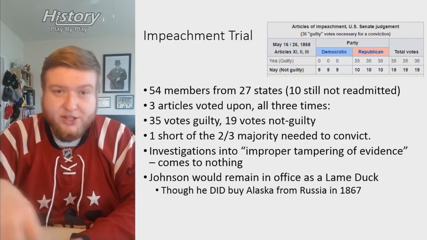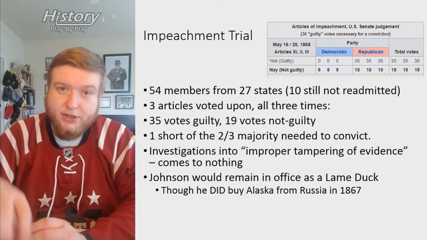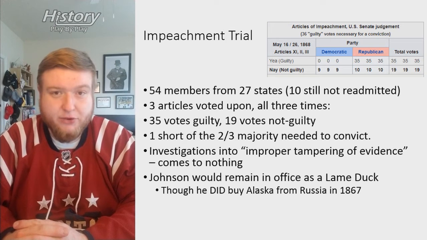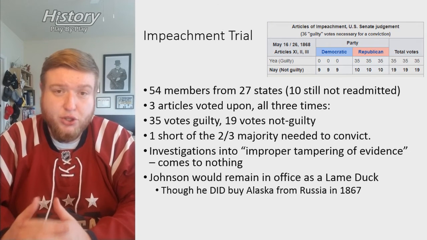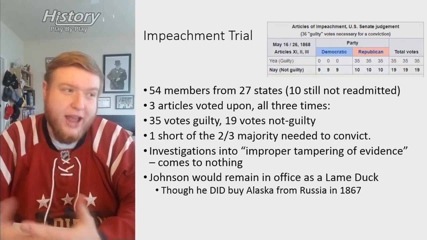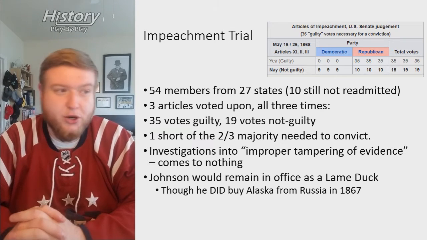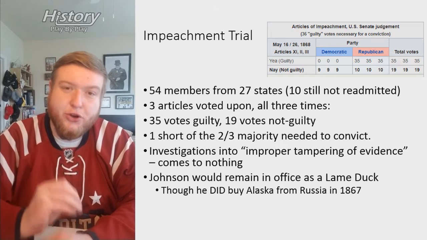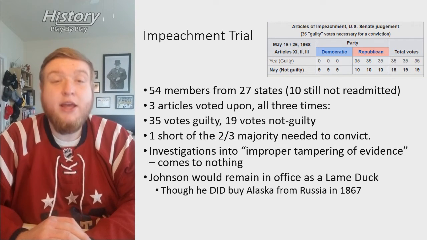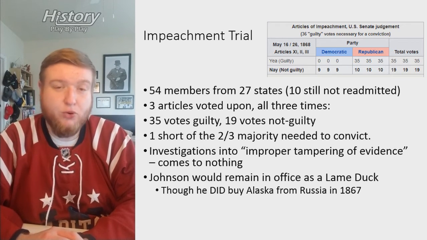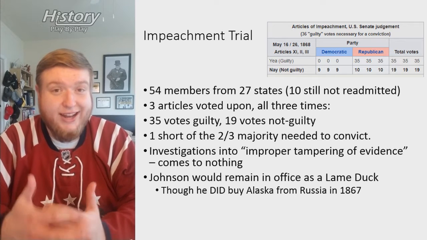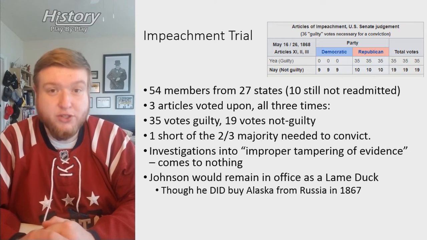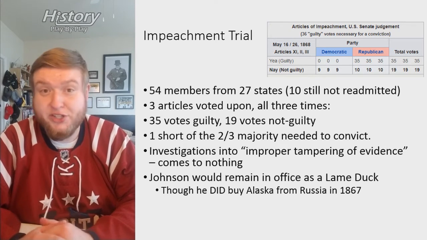There are 27 states voting in the Senate, 54 members. There are 10 states from the Confederacy that are not yet readmitted to the Union, and so we have a partial count, essentially. 3 of these articles are voted upon, and in each of the 3, the vote is 35-19. You need a 2/3 majority in order to get approval on any one of those articles of impeachment. If you get 36 votes, the president is removed. That's 36 on any one.